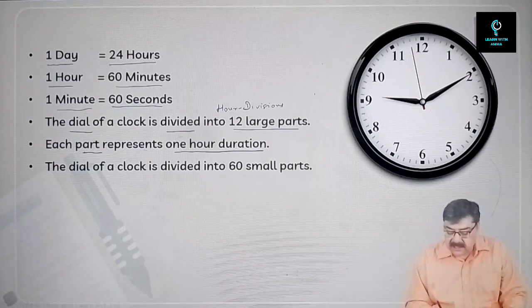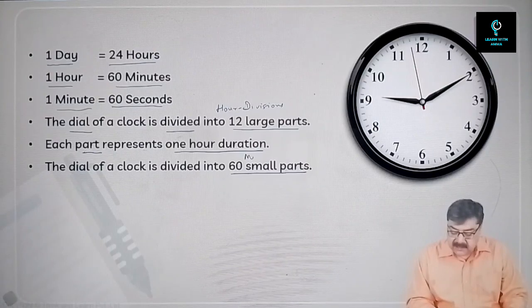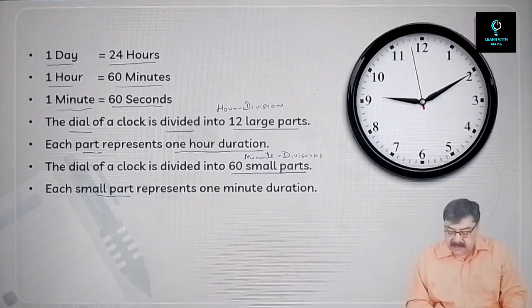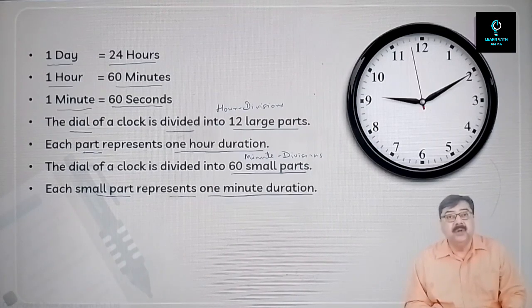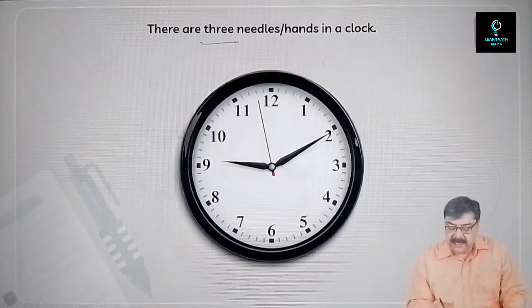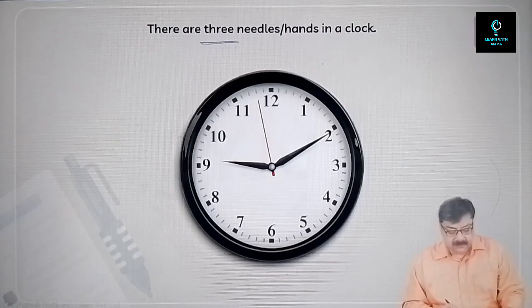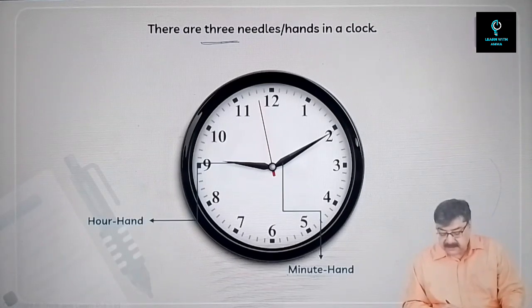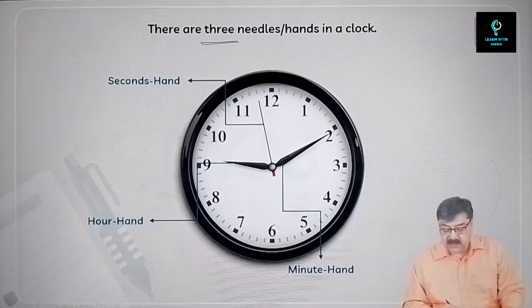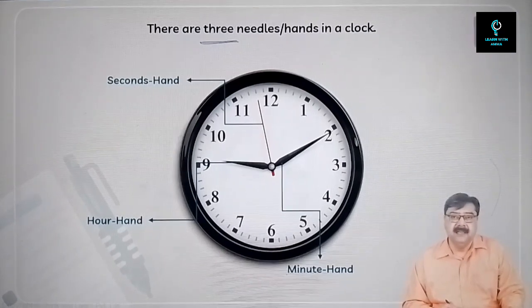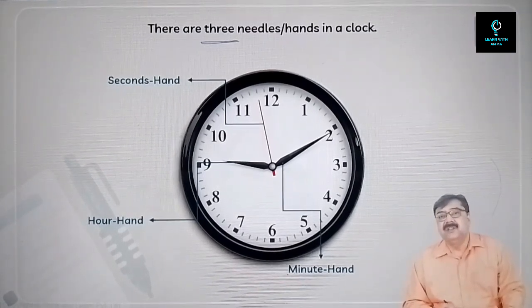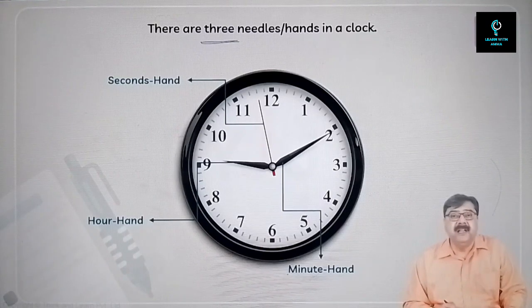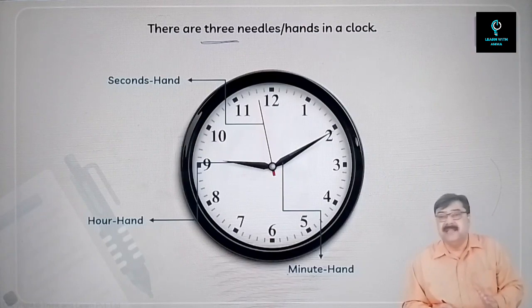Now the dial of a clock is divided into 60 small parts which are known as minute divisions, and each small part represents 1 minute duration. There are 3 needles or hands in a clock. This is the hour hand, this is the minute hand, and this one is the seconds hand. These hands respectively exhibit the different time frames in terms of hours, minutes, and seconds.